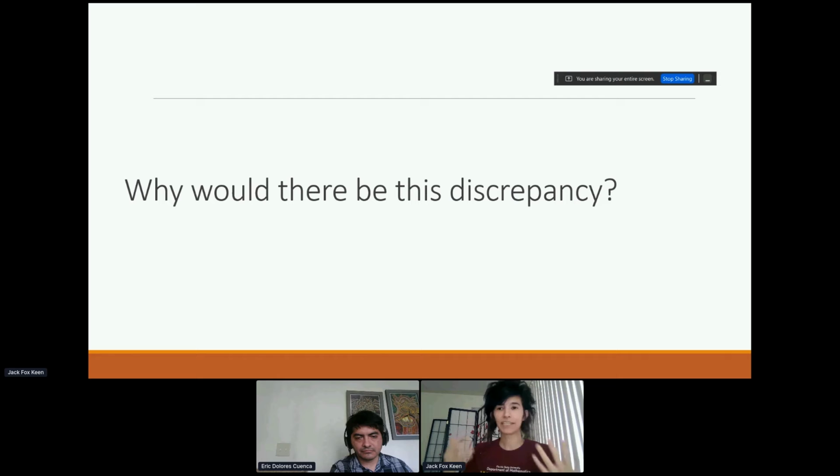So why would there be this discrepancy? I just want people to brainstorm: why would looking at healthcare costs and thinking, well, if they have the same healthcare costs, they must have the same medical needs, or if they have lower healthcare costs, that means they have lower medical needs? What would cause this kind of discrepancy?